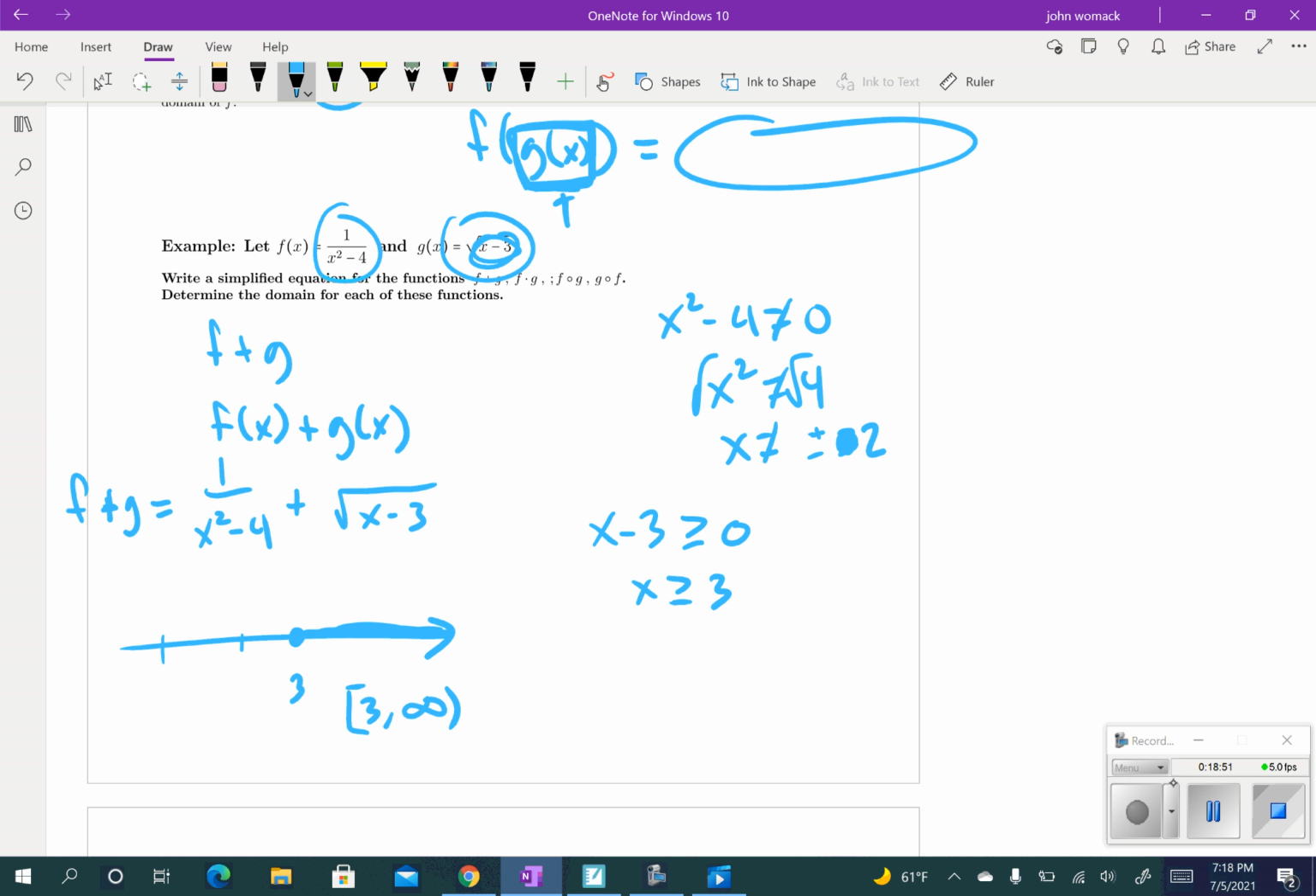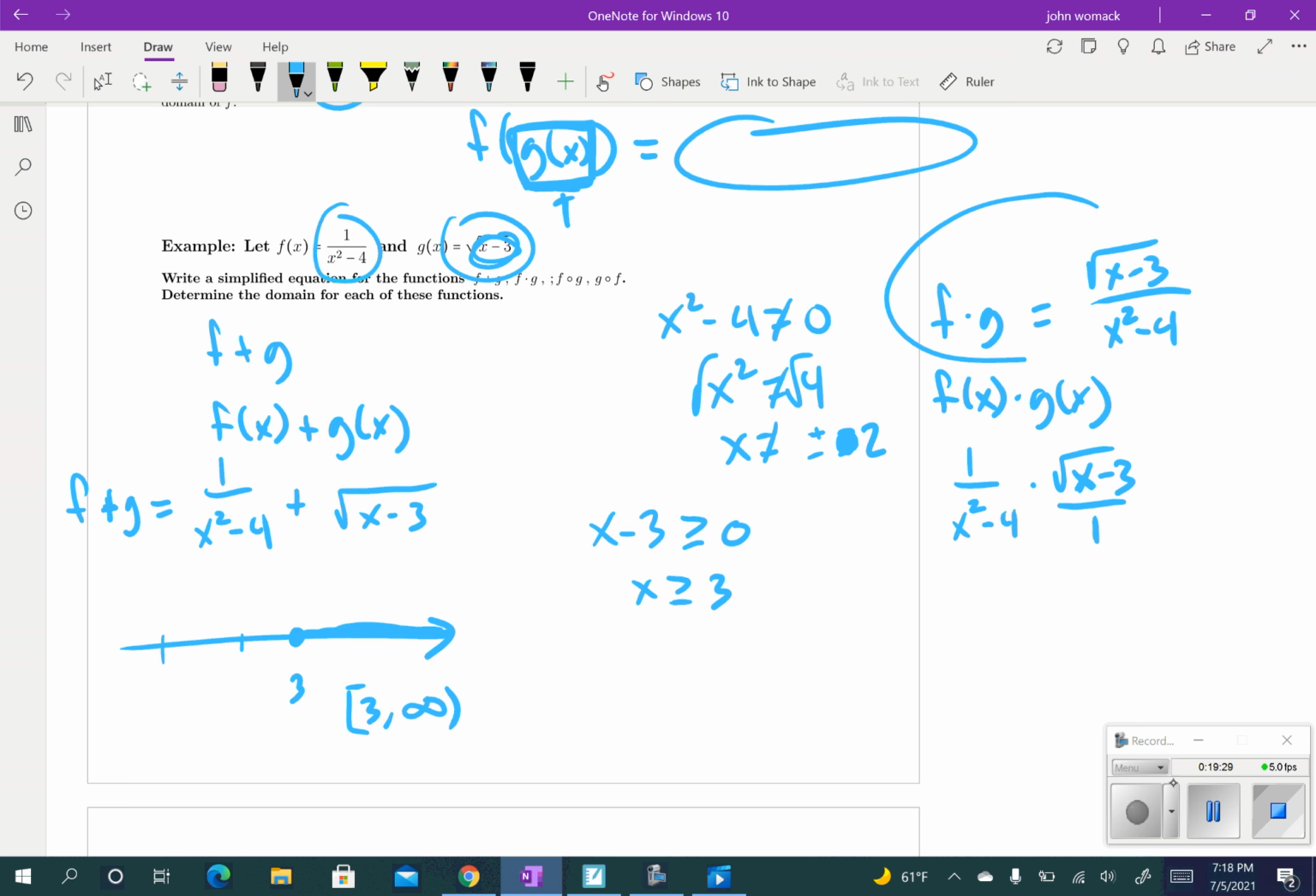Okay, let's do f times g. I'm going to do that over here. So all I'm going to do is go f of x times g of x. f of x is 1 over x squared minus 4, times g of x, which is the square root of x minus 3. We're going to multiply those together. So f times g, think of that as being over 1. So I go 1 times the square root of x minus 3, over x squared minus 4 times 1. There's f times g.